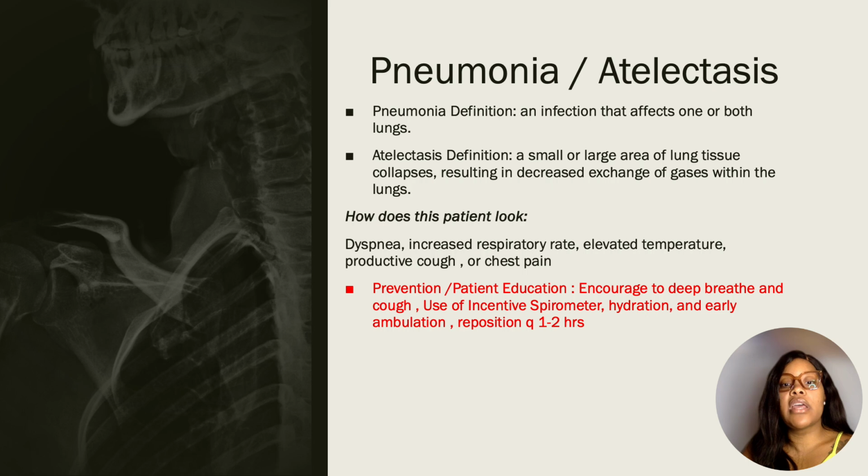So what are we going to educate our patient about this? We want to encourage our patients to deep breathe and cough. We want to have them use the incentive spirometer. We want to hydrate our patient and get them ambulating as early as possible. And we want to reposition our patients every 1 to 2 hours.